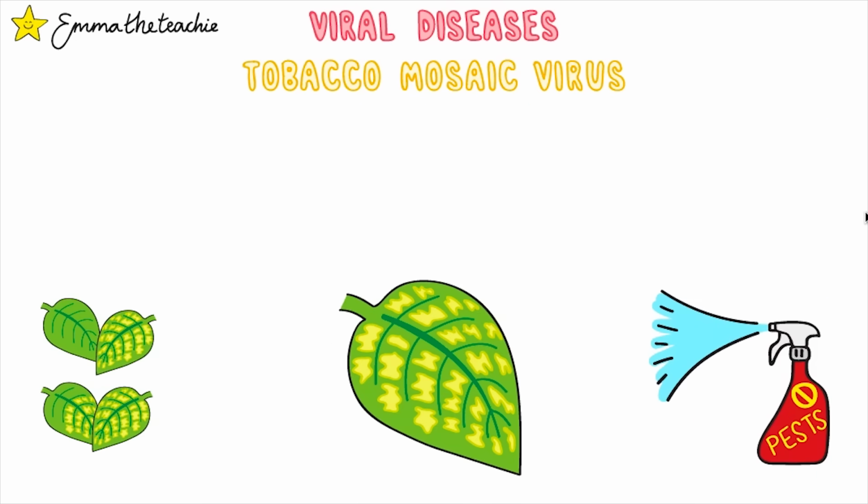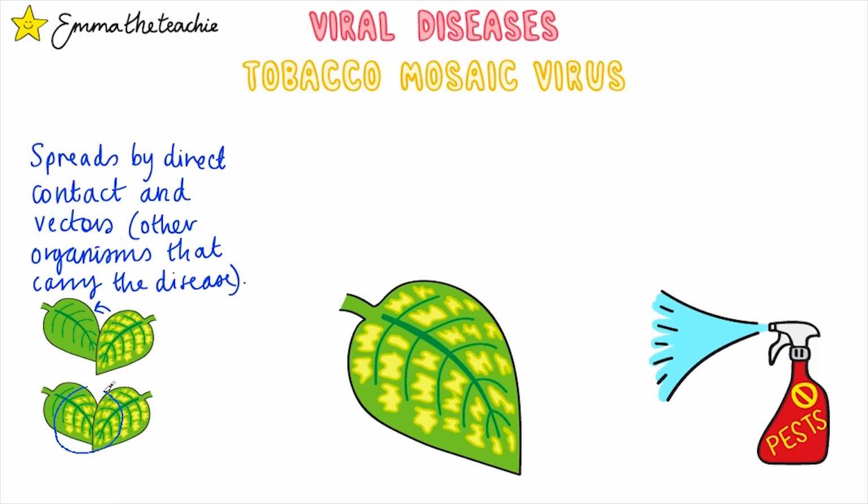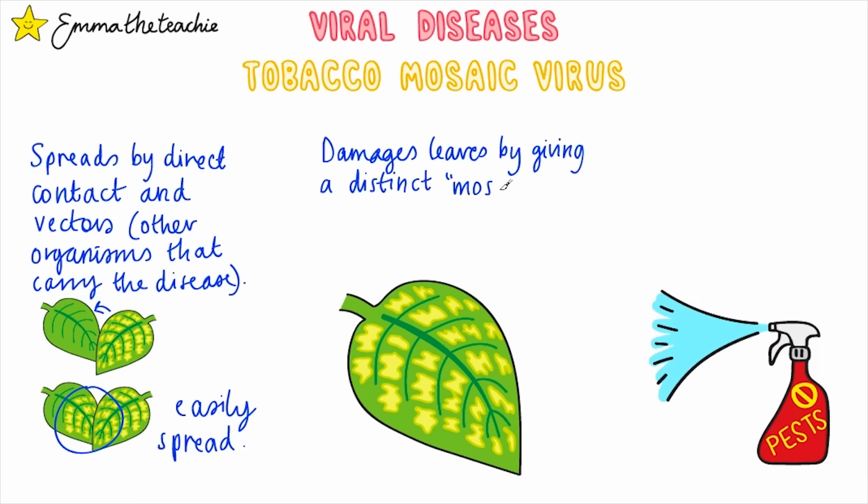Tobacco mosaic virus, or TMV, affects many species of plants, including tobacco plants and tomatoes. It's spread by direct contact and vectors, which are other organisms that can carry the disease pathogen. This means that the disease can spread easily and quickly. TMV damages leaves by giving them a distinct mosaic pattern of discoloration. You can see this here.